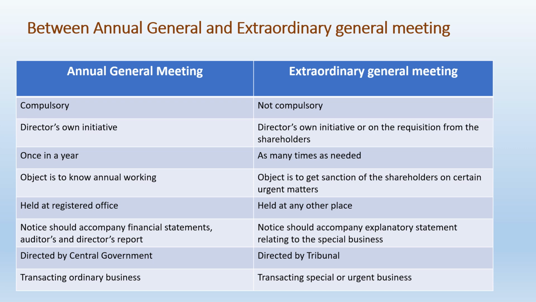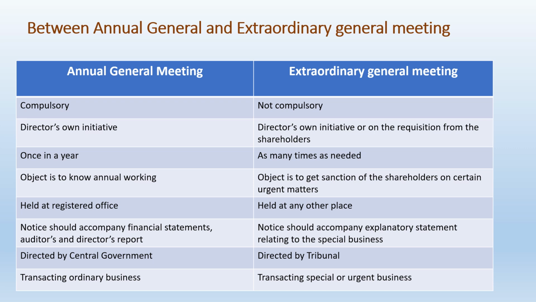as needed. The object of the annual general meeting is to enable the shareholders to know the annual working of the company, but the object of the extraordinary general meeting is to get the sanction of the shareholders for certain urgent matters. An annual general meeting is held either at the registered office of the company or at any other place in the same city, town, or village where the registered office of the company is situated. But an extraordinary general meeting can be held at a place other than the registered office of the company.